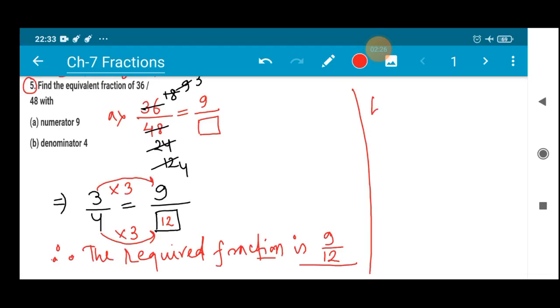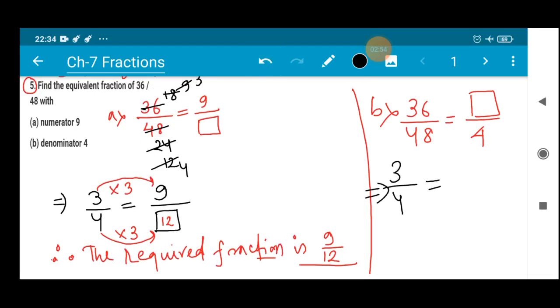Okay, let's do part B now. We have to make the equivalent fraction of 36 by 48 where the denominator is 4 and the numerator is not known. You know that in part A of question 5 we converted 36 by 48 into the simplest form, which was 3 by 4. I am not going to reduce this again and again, so you can take the help of this. Is equal to, the implies sign should be mentioned.